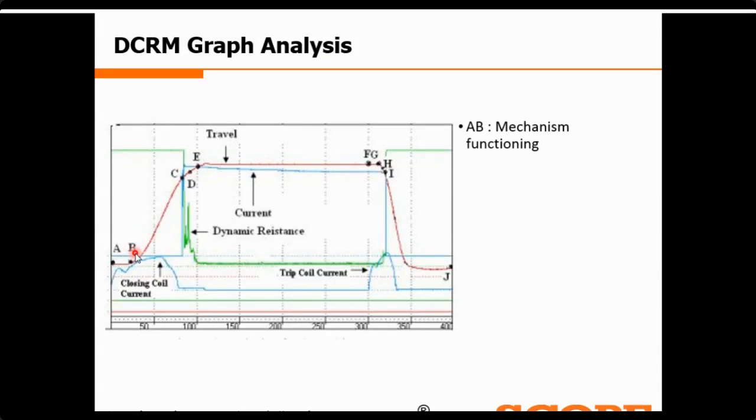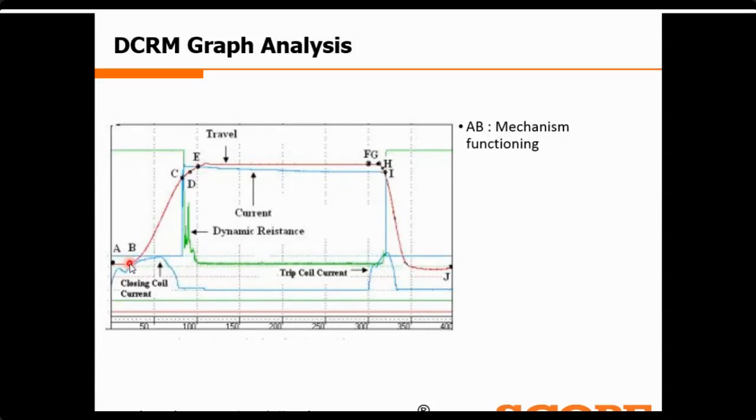Now, whenever the operating rod starts moving upward, the graph between A to B here will indicate the time taken for the actuation of the closing coil and the control valve till the movement of the operating rod takes place totally upwards. The time taken between A to B will indicate the proper functioning of various components of the mechanism.